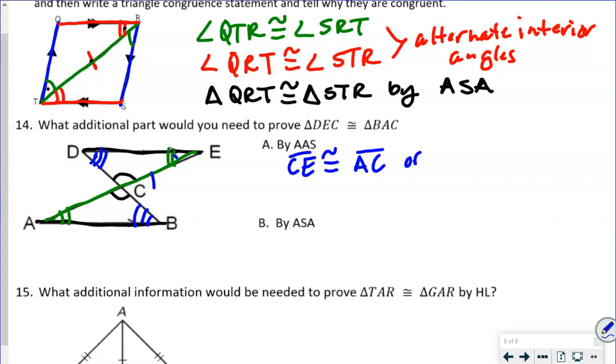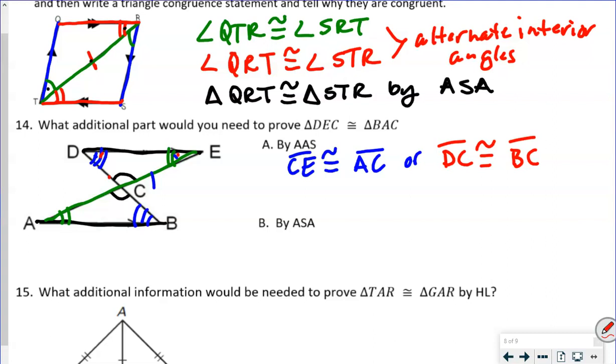Or we could go the opposite direction, couldn't we? So if we went angle, angle, side, it could be DC. Has to be congruent to what? BC. You got it.